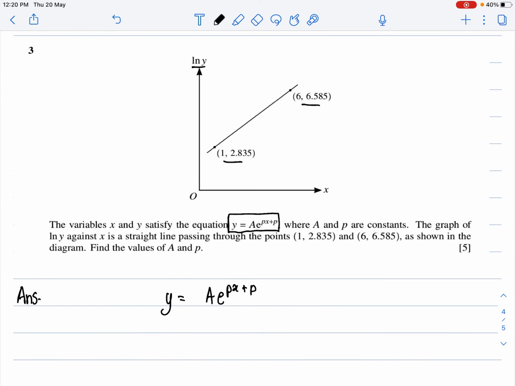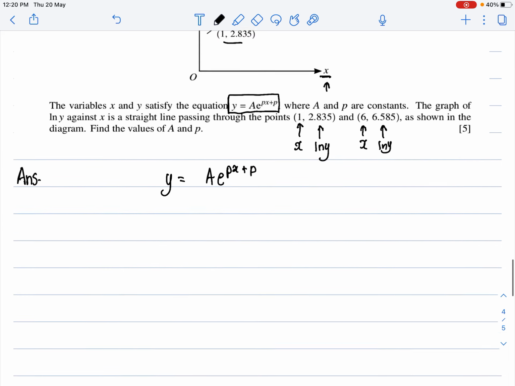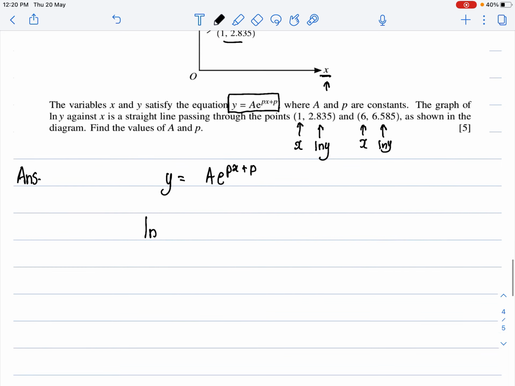The axes are ln y and x. So the coordinates are basically x and ln y. These are your coordinates because of your axes. Okay, so now what I need to do is I'll log both sides first. I'll log both sides easily.